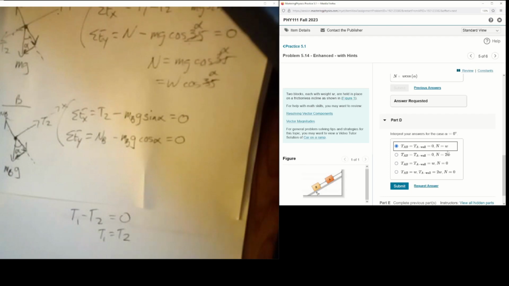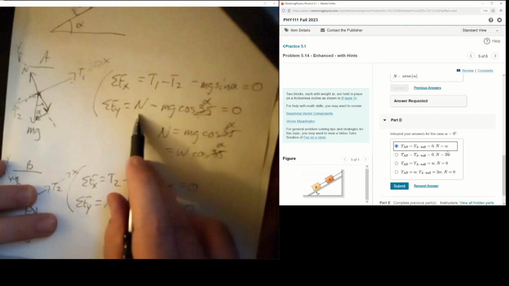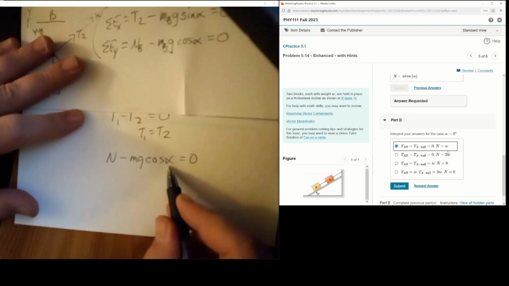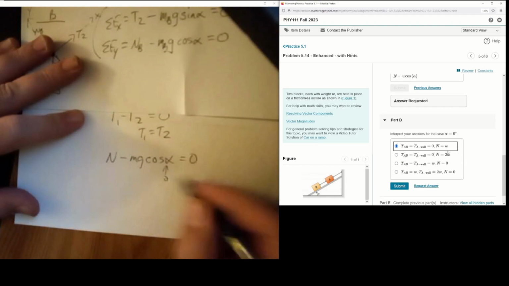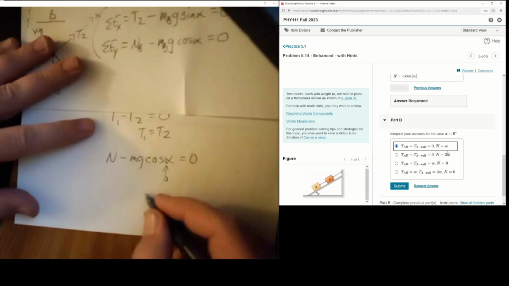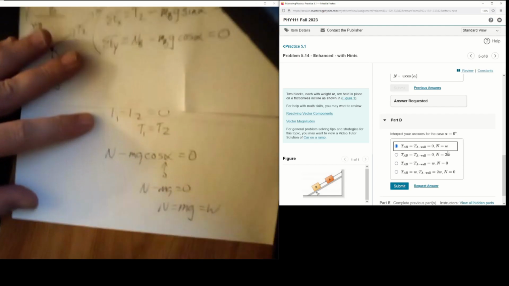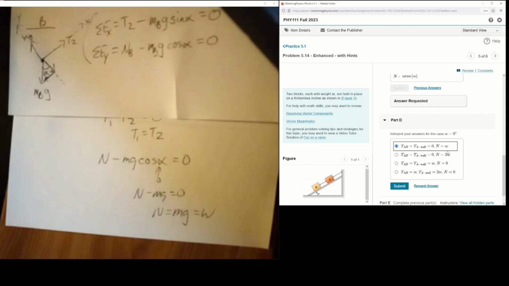Now they're asking about the normal force. So let's look at the normal force result. We have N, let me just rewrite that because I have the 35 there. N minus mg cosine alpha equals 0. And they're saying, well, what if alpha goes to 0? Well, cosine 0 is 1. And so we would get N minus mg equals 0, which means the normal force is the weight. And the next selection is only this first one. So we have the tensions equaling, and they actually do all equal 0.